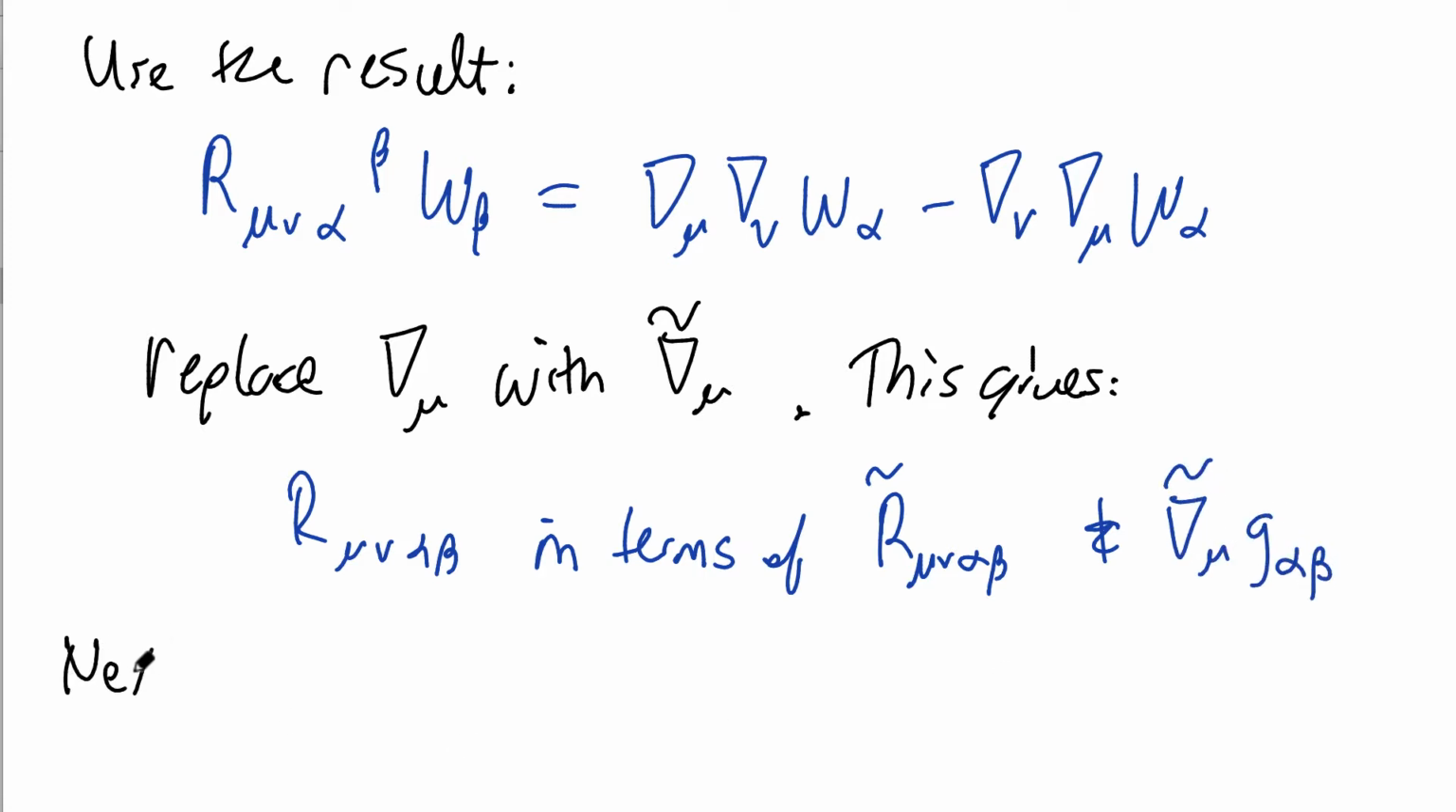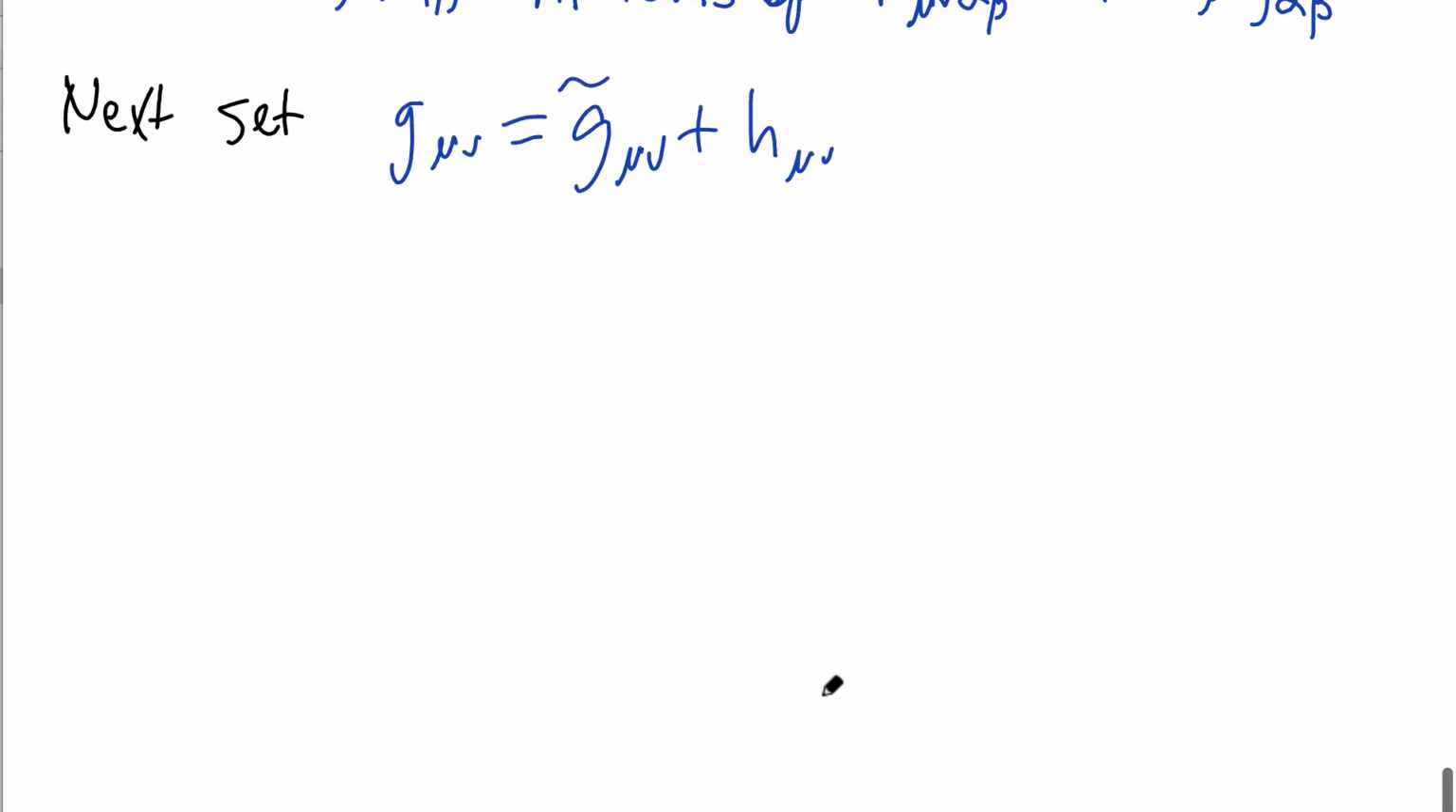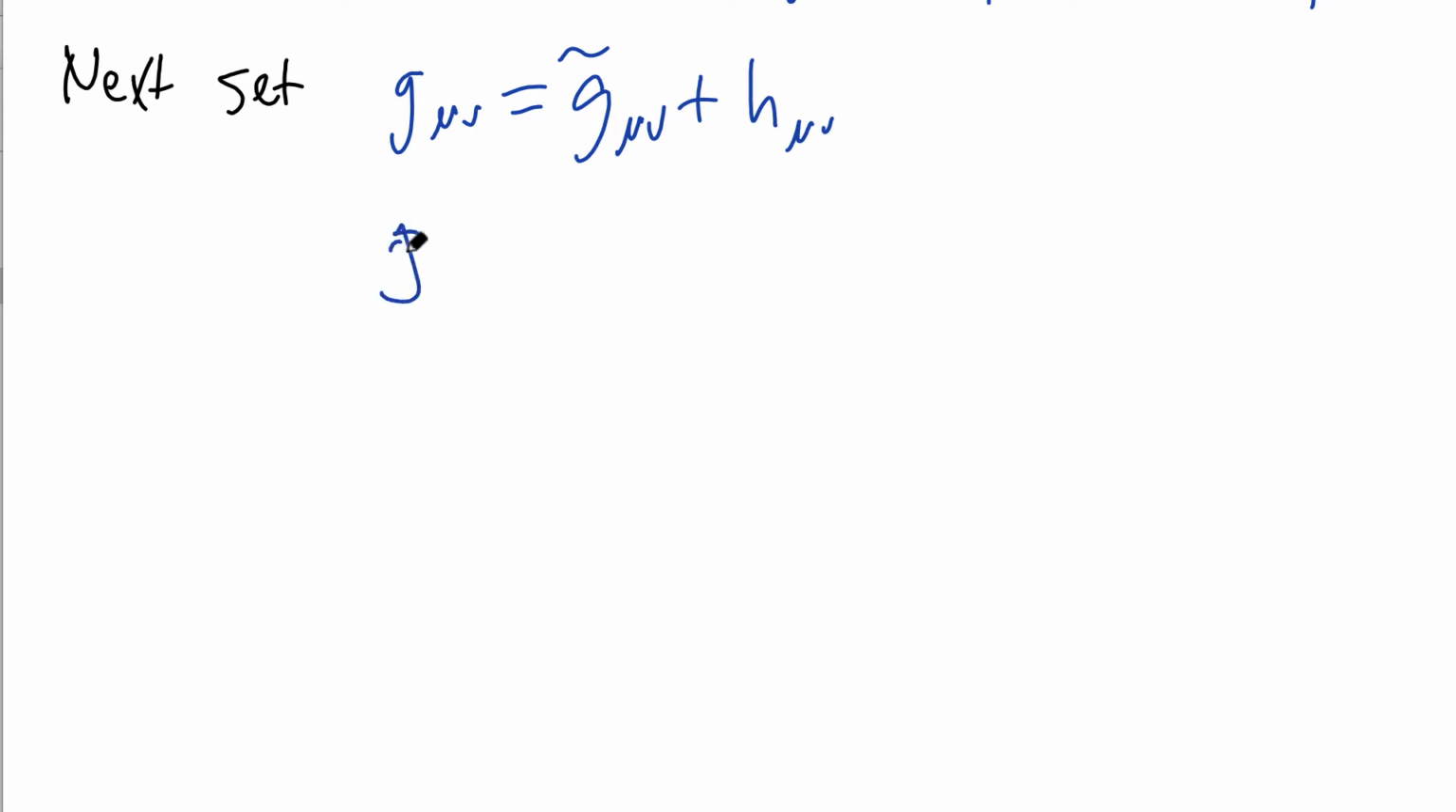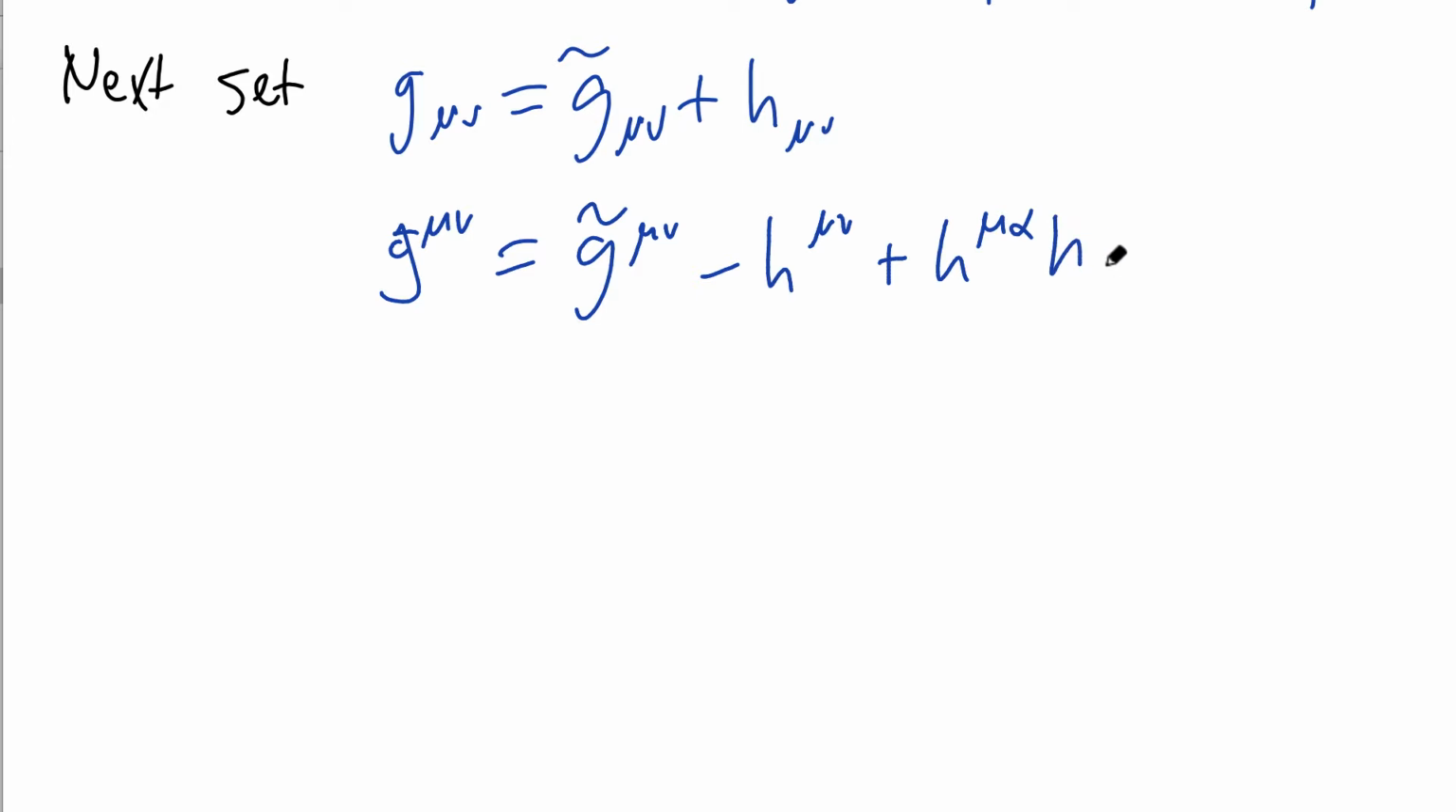Next, we set g mu nu equal to the background plus a perturbation h mu nu. And this implies that g upper mu nu equals g tilde upper mu nu minus h mu nu plus h mu alpha h alpha nu. And then of course there are higher order terms, but we just need to keep terms through quadratic order in the perturbation h. And remember, indices are always raised and lowered with the background metric.